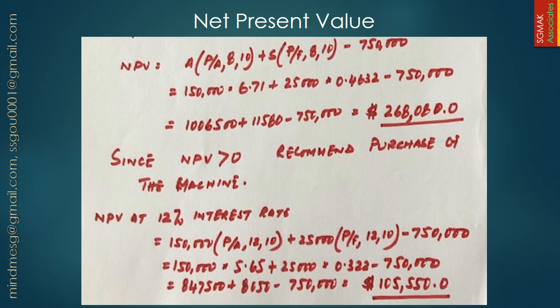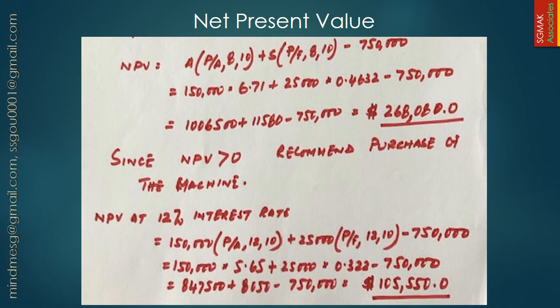All that you're doing is changing the discount rate. The factors remain the same as in the previous equation. So we're using factor P over A 12 and 10, and P over F 12 and 10. At a higher discount rate, the borrowing rate is higher. Again, we compute the net present value. It's a smaller amount, but it's still positive, $105,550. So even at 12% rate, it's a go.